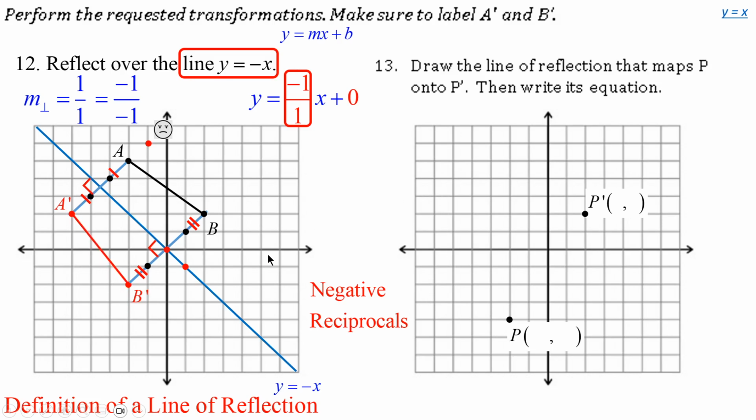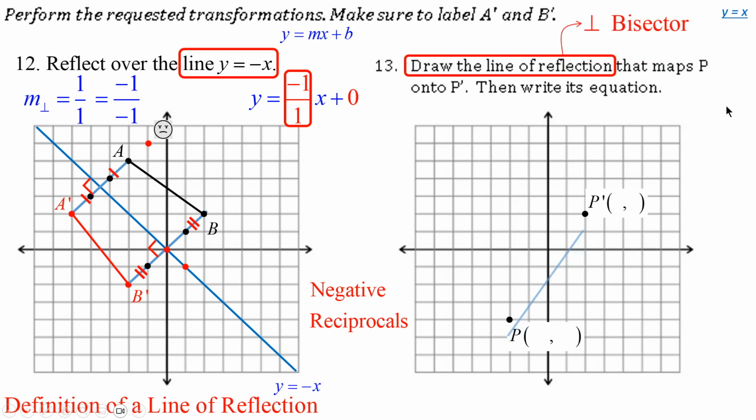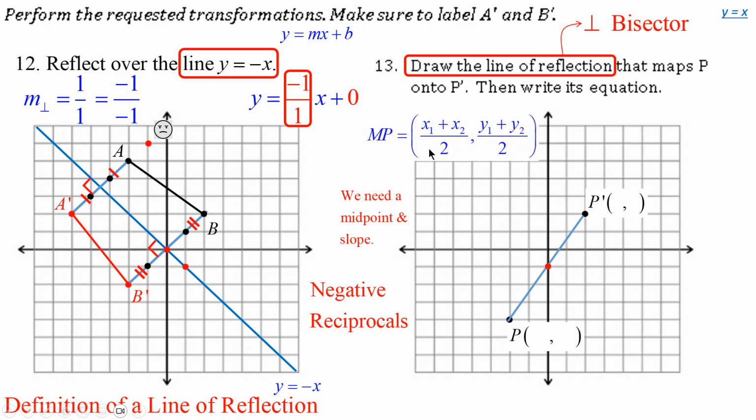Now, draw the line of reflection that maps P onto P prime. So let's do that first. Okay, so let's start with segment P, P prime. Okay, and now I'm going to need a perpendicular bisector, so I need a midpoint and I need a slope. Now, it looks to me like the midpoint is right there perfectly, but I could use my definition of midpoint too if I wanted to, which is right up there.